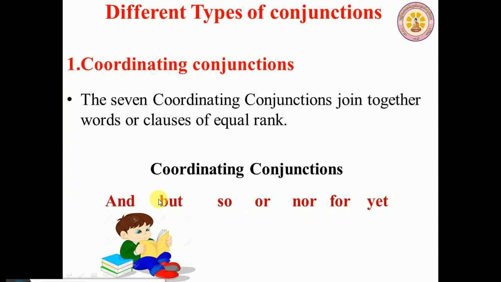You can remember the coordinating conjunctions by remembering the word FANBOYS. F stands for for, A stands for and, N stands for nor, B stands for but, O stands for or, Y stands for yet, S stands for so. FANBOYS is the abbreviation for the coordinating conjunctions for, and, nor, but, or, yet, so.